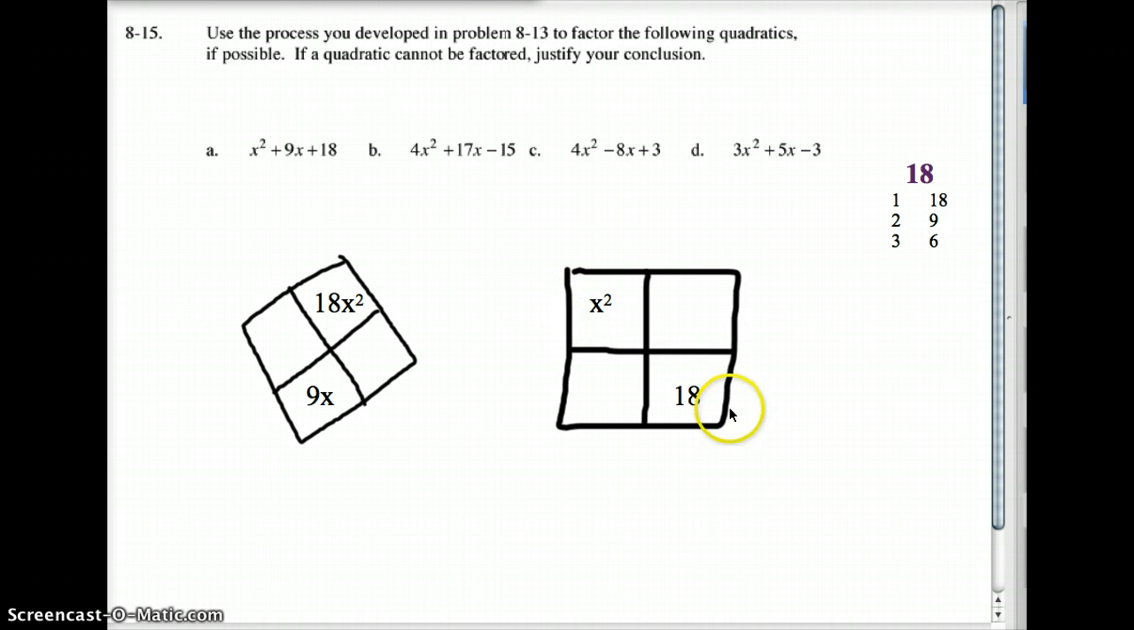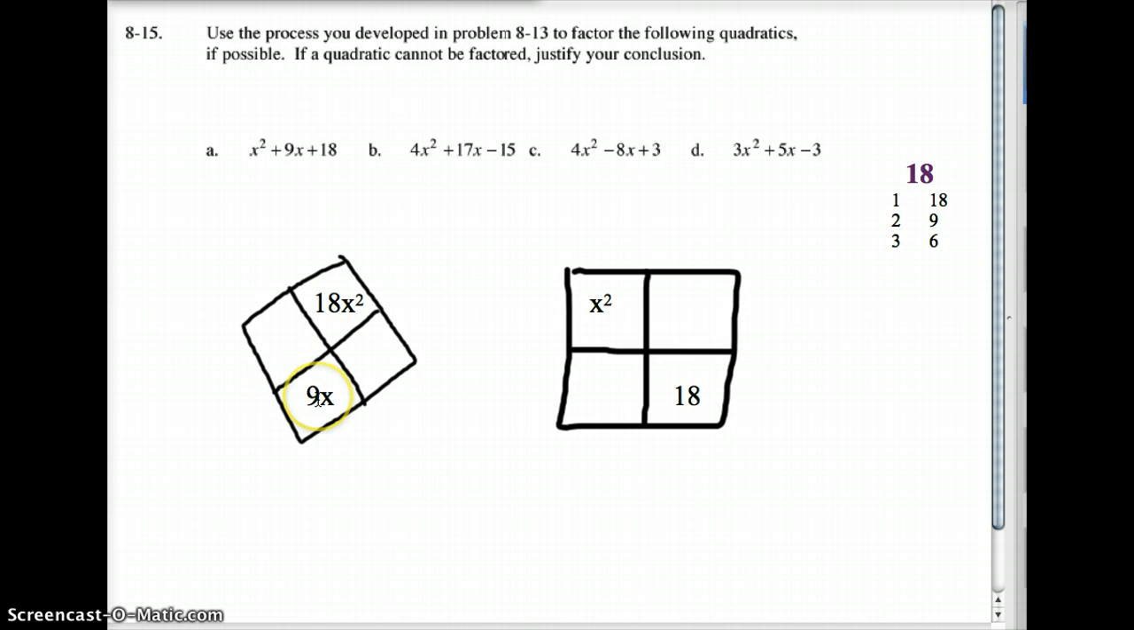You might notice over here for the generic rectangle, where did the x squared come from? Well, that's your first term. And where did the 18 come from? That's the last term. Will these two add up to the 9x squared? We'll find out in a moment. All right, so let's do the diamond over here first.